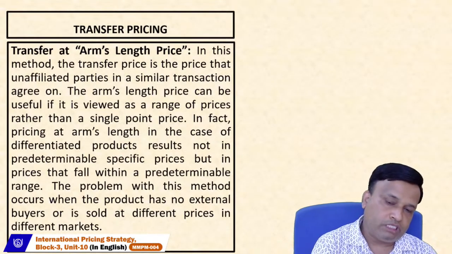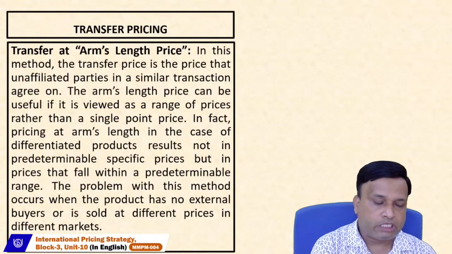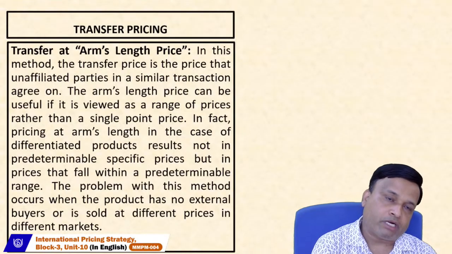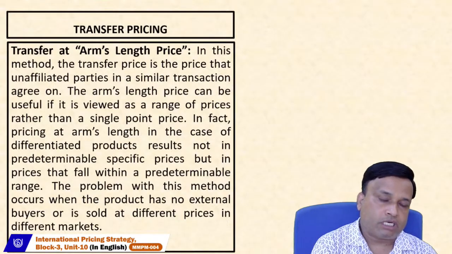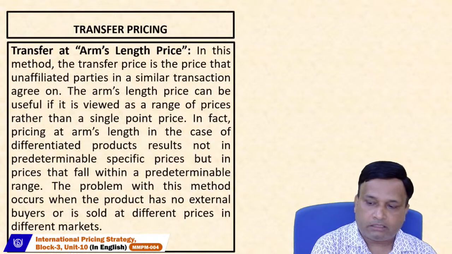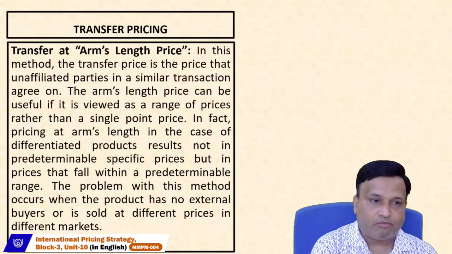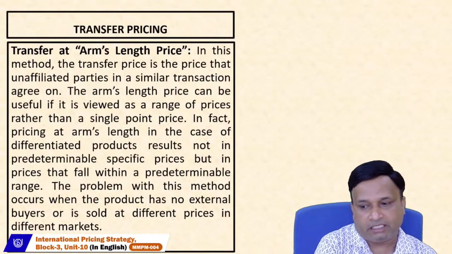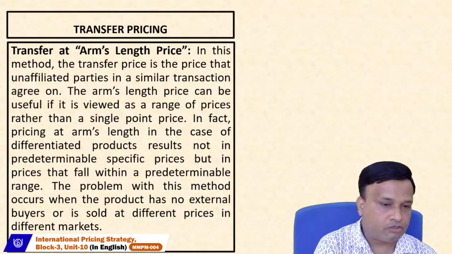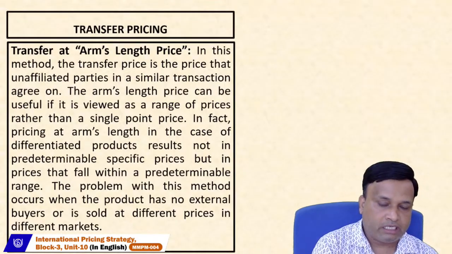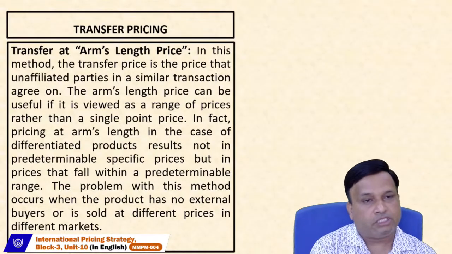The problem with this method occurs when the product has no external buyer or is sold at different prices in different markets. So here we are talking about the transfer price being the price that unaffiliated parties agree on in similar transactions, viewed as a range of prices rather than a single point price. Pricing at arm's length for differentiated products results in prices that fall within a predeterminable range. The problem occurs when the product has no external buyers or is sold at different prices in different markets.